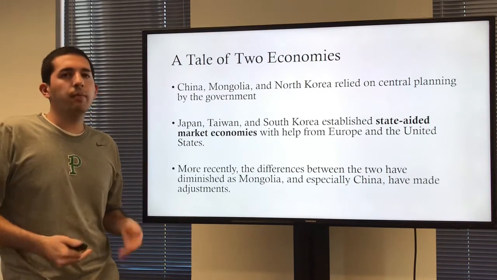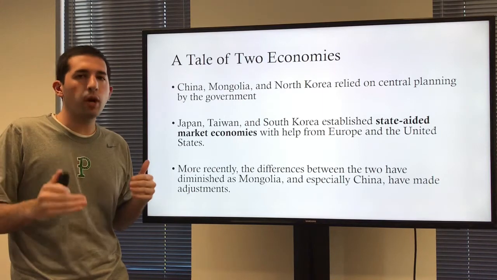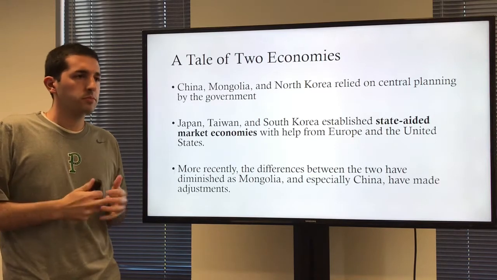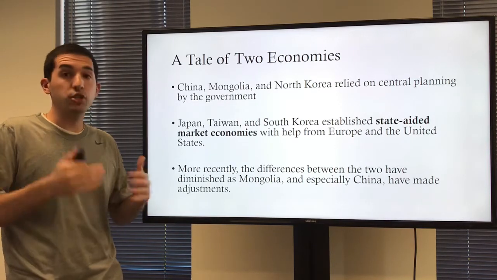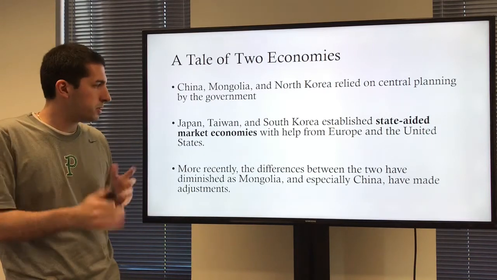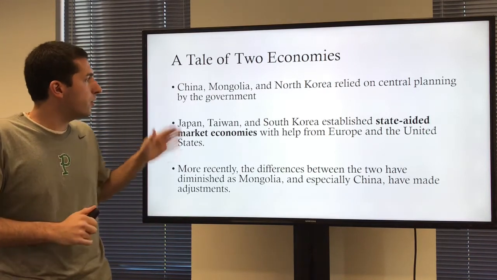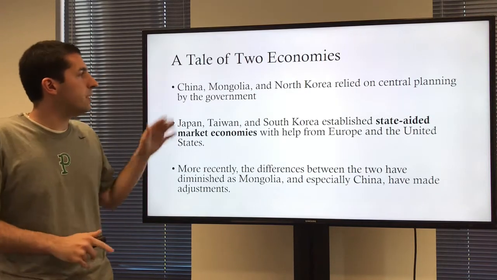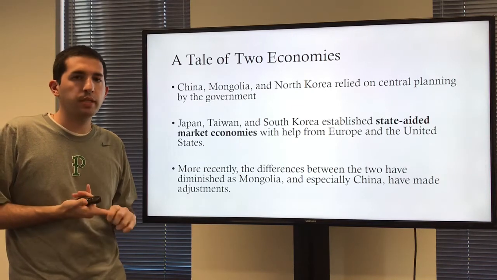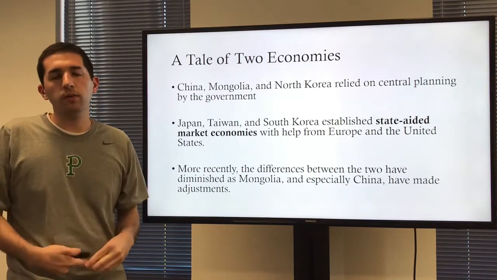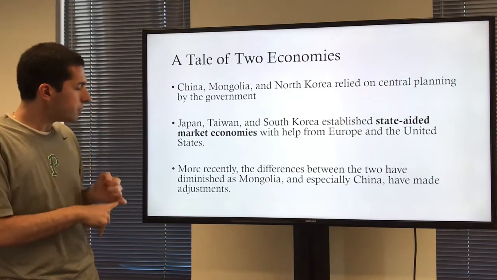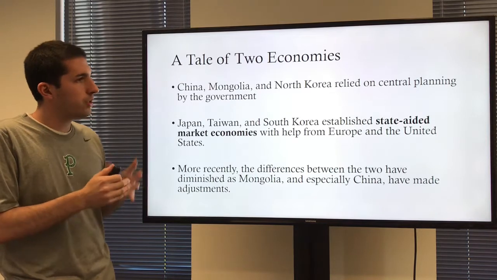But state-aided economies are relatively free market economies that rely on the market, in a larger, more abstract way, with the government strategically intervening when necessary, specifically with finances and things like that. So it's a tale of two economies: we see these communist regimes employing centralized planning and communist systems in China, Mongolia, and North Korea, and then South Korea, Taiwan, and Japan going about it differently. And again, it creates different parallels.